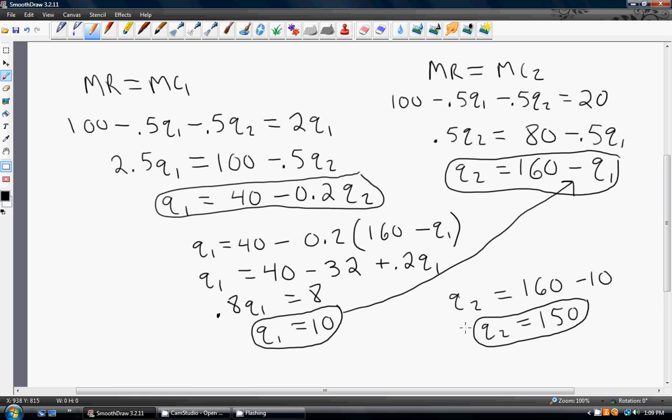Our next thing we could do is solve for the profit maximizing price. The profit maximizing price is going to be P equals 100 minus 0.25 times the firm's total output, which is 10 plus 150. And this will simplify down to $60. It's going to be 100 minus 40.